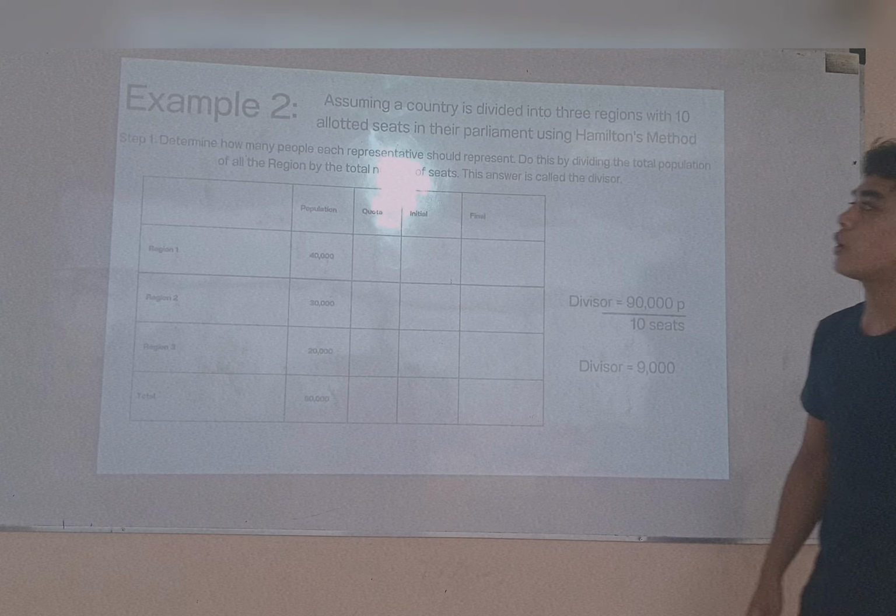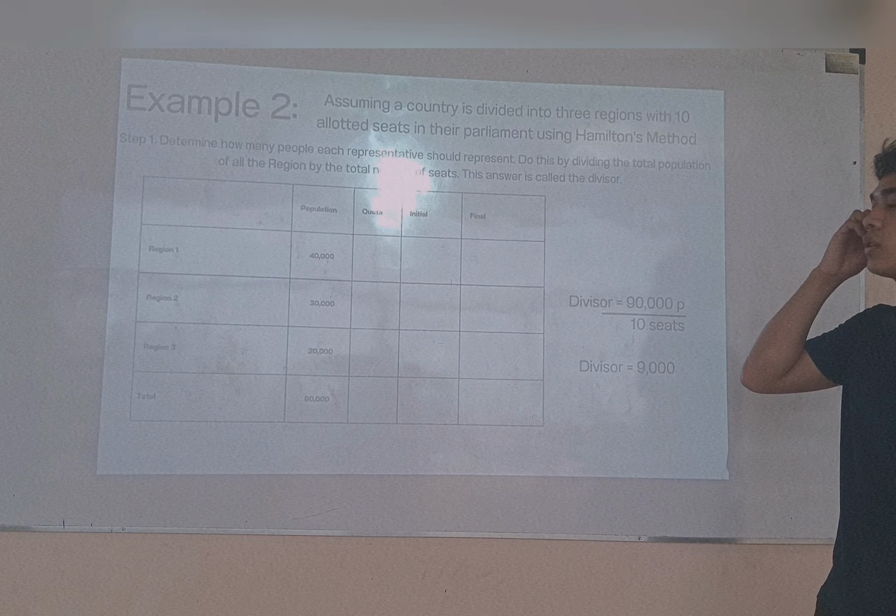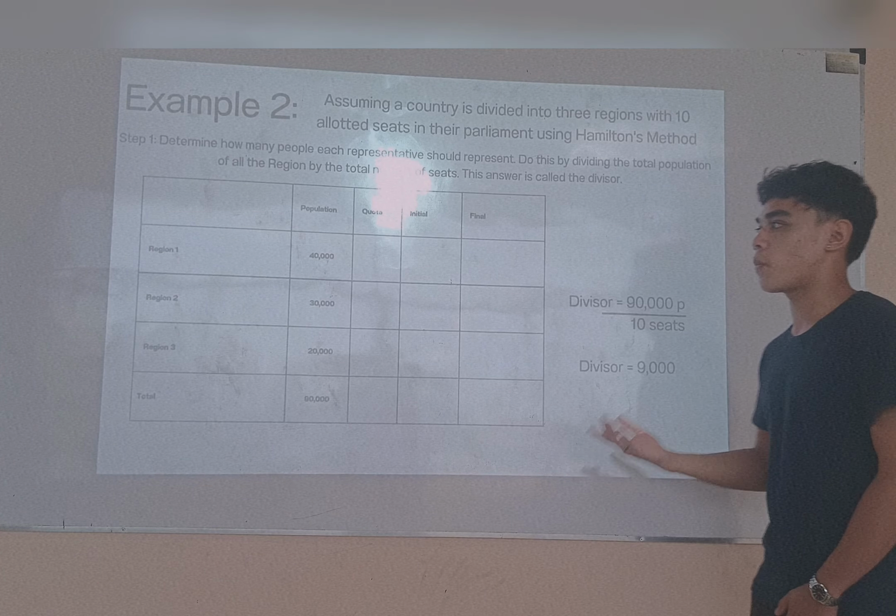Example number 2. Assuming that a country is divided into 3 regions with 10 allotted seats in the parliament using Hamilton's method. Step 1. Determine how many people each representative should represent. Do this by dividing the total population of all regions by the total number of seats. This answer is called a divisor. So we need to repeat our process.